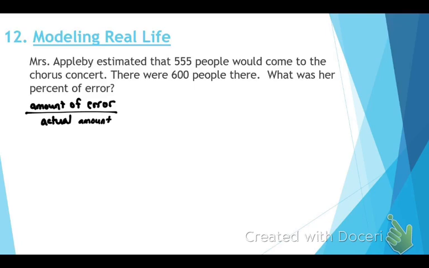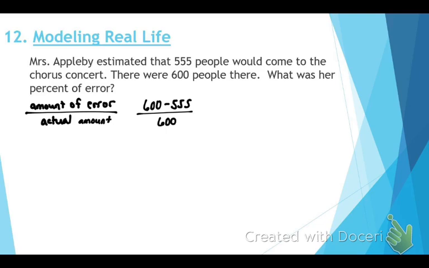Okay, someone help me. How do I find the amount of error? Subtract. I'm going to subtract. Isaac, what do I have to subtract? You have to subtract 555 by 600. Okay, so we're always going to put the bigger number first because otherwise your answer would have come out as a negative. So we're going to do 600 minus 555 over the actual amount of people. Talila, how many people came to the concert? 600. Good job. So we'll divide that by 600.